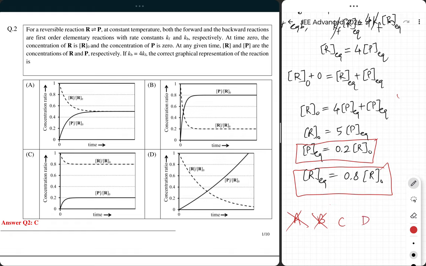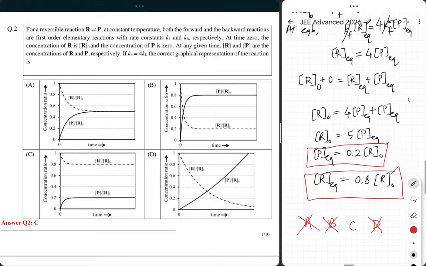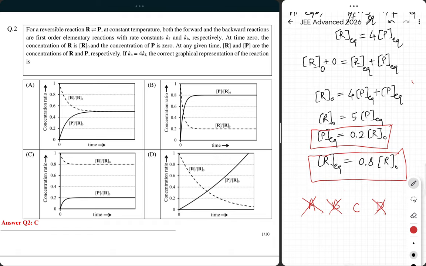It says that equilibrium is not reached and the concentration of P keeps on increasing, concentration of R keeps on decreasing, which does not happen. So D is wrong. C is correct. It is concentration of R by R naught starts from 1 and reaches 0.8. That of P, P by R naught, starts from 0, reaches 0.2. So option C.